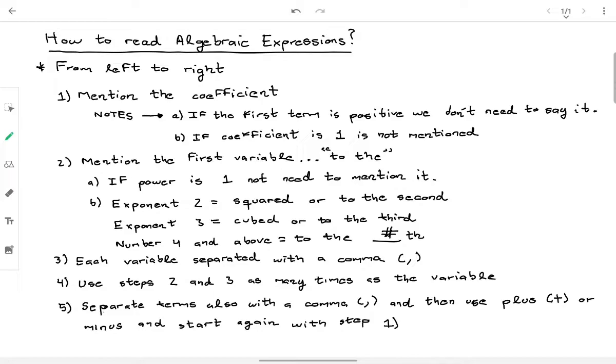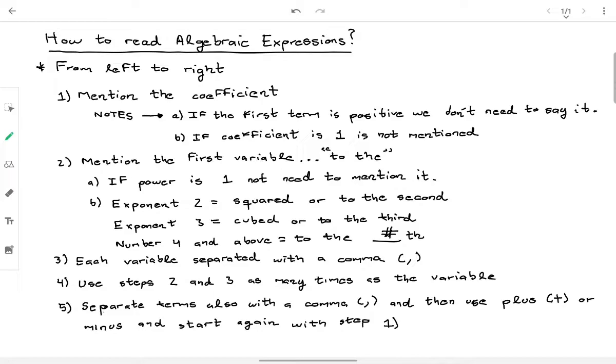Also, if the coefficient is number 1, it is not mentioned. We don't need to mention it if the coefficient is number 1. Then we are going to mention the first variable and the words to say the power or exponent of each variable. If the power is number 1, it is also not mentioned, as with coefficient 1. If the exponent or power is number 2, we can say that the term is squared or to the second power. If the exponent is 3, we can say that it's cubed or to the third power.